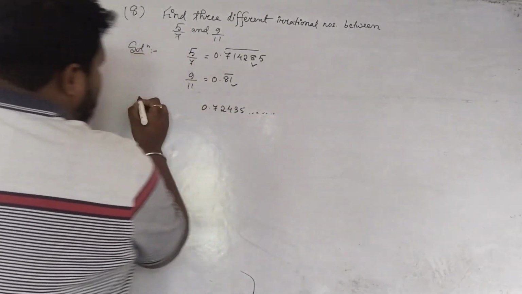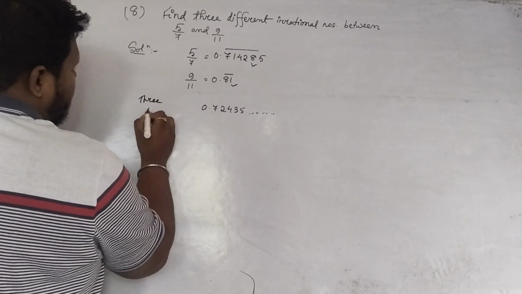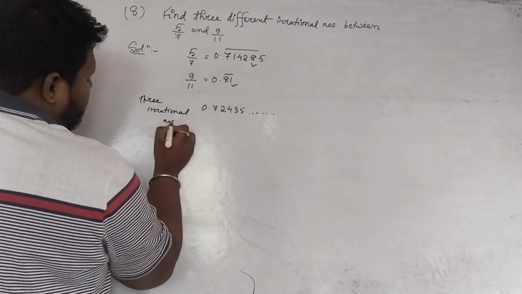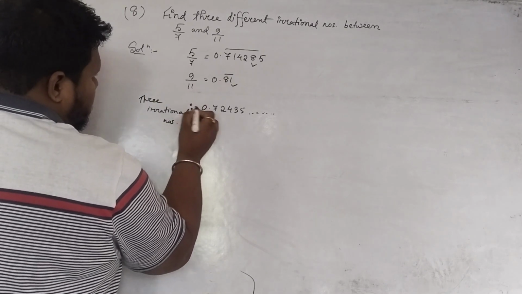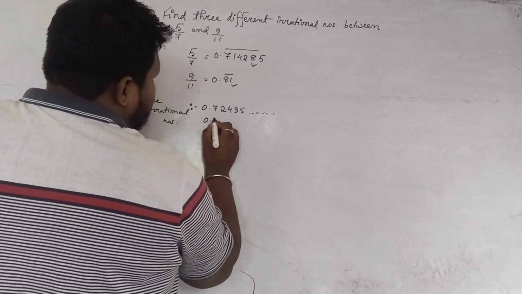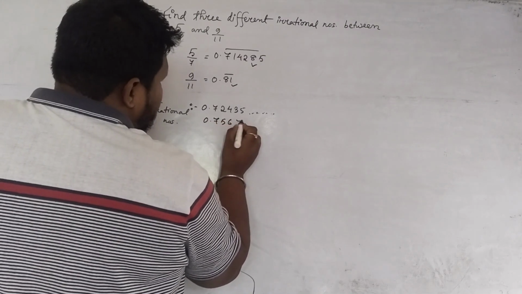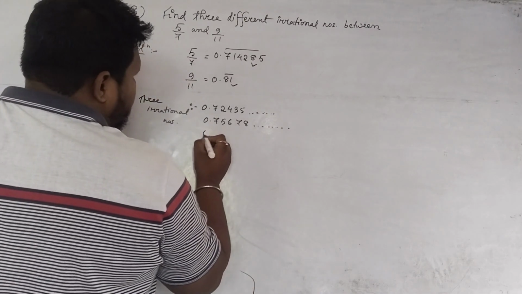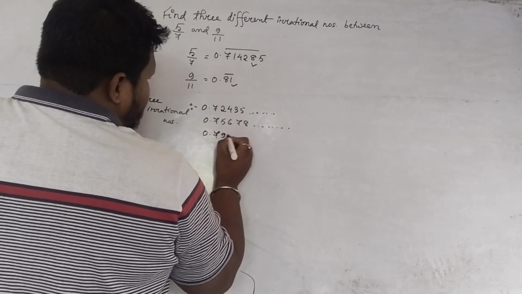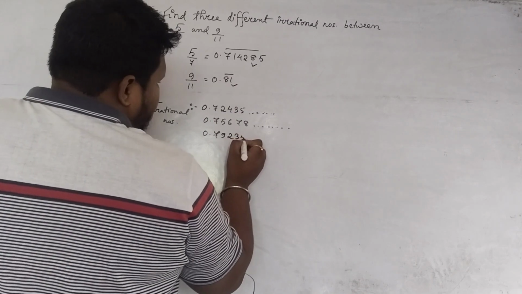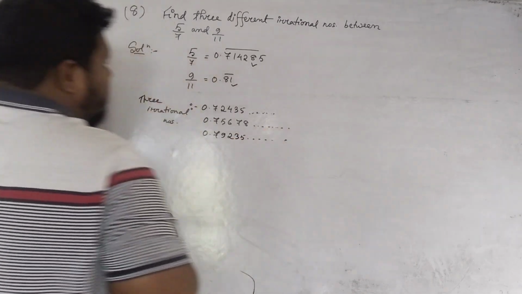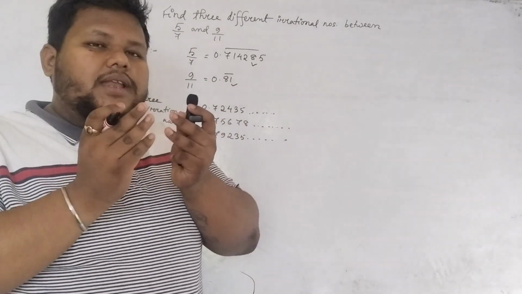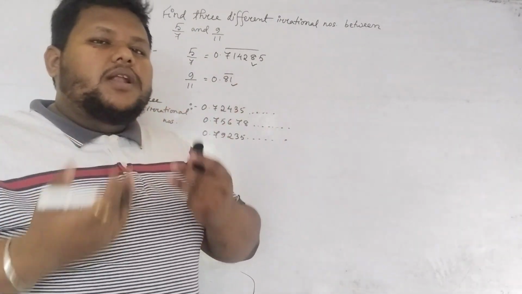So here you write three irrational numbers. This is the first one. After that 0.75678 dot dot dot. After that 0.79235 dot dot dot. So it will go on like that. I hope it is clear. You just divide, and after getting the decimal expansion you just write the numbers between them.